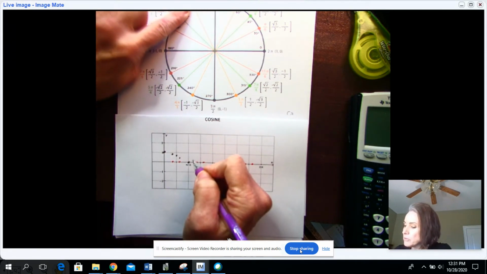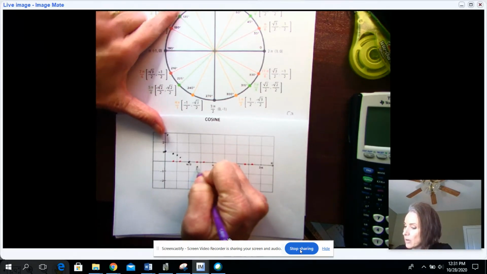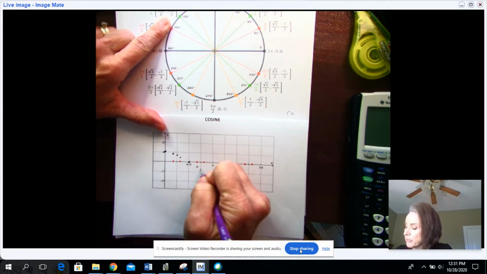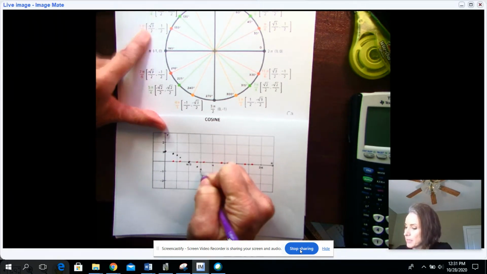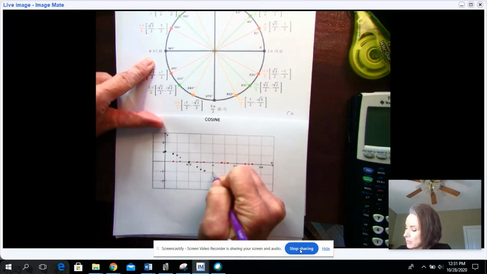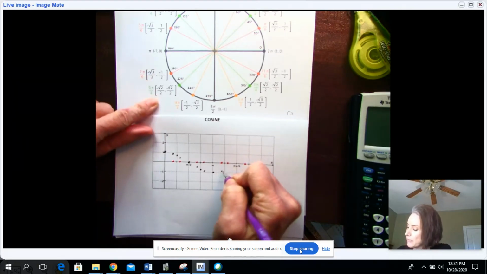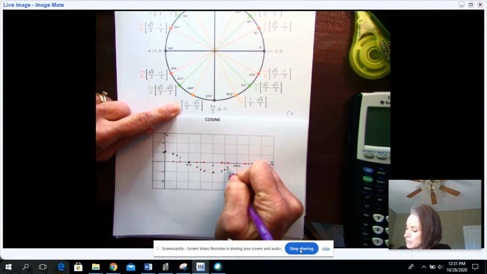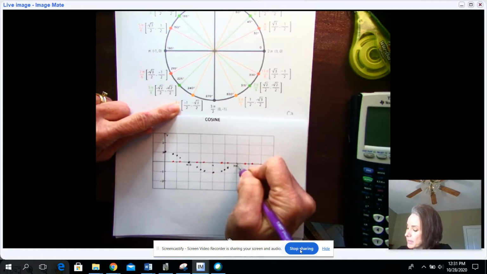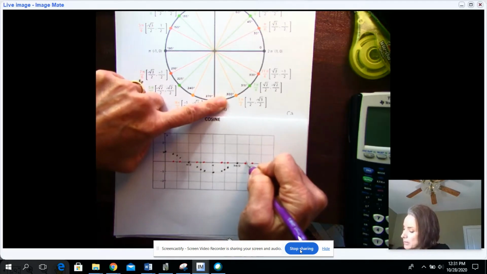And then 120 is going to be at negative 1/2. 135 is going to be at negative 0.7. 150 is negative square root of 3 over 2, which is negative 0.9. And then pi is at negative 1. 210 is at negative 0.9. 225 is at negative 0.7. 240 is at negative 0.5. And then 270 is at 0. 300 is at positive 1/2.